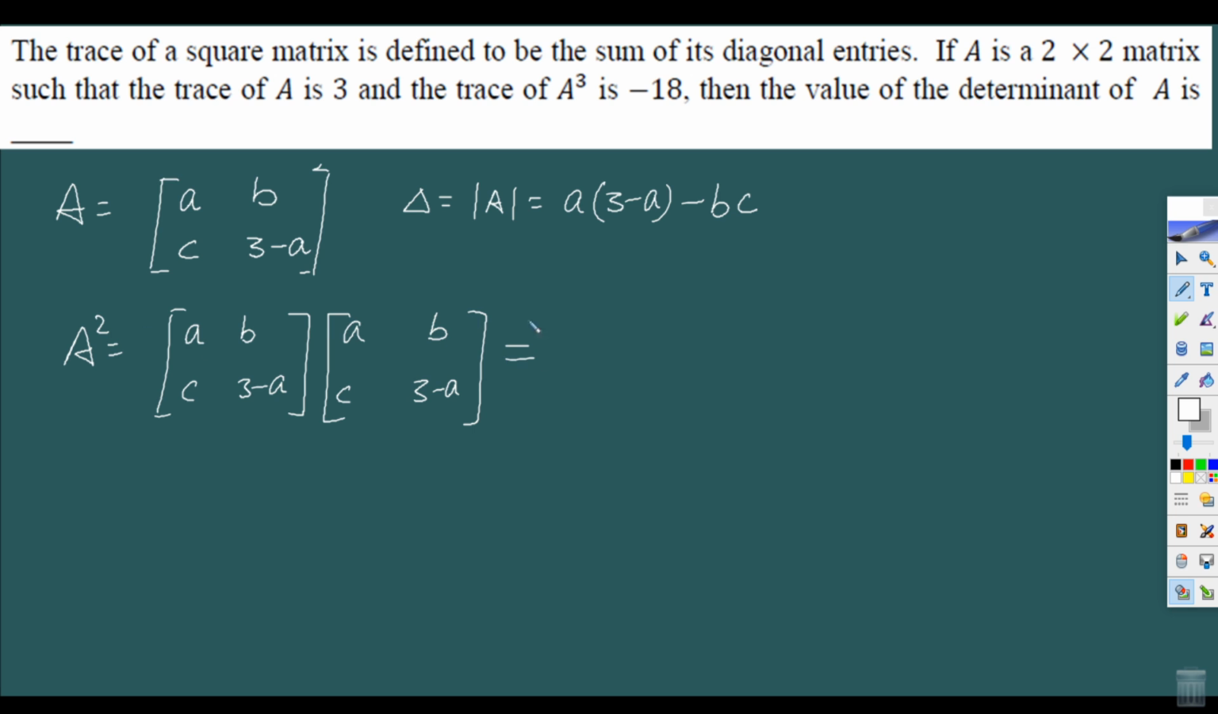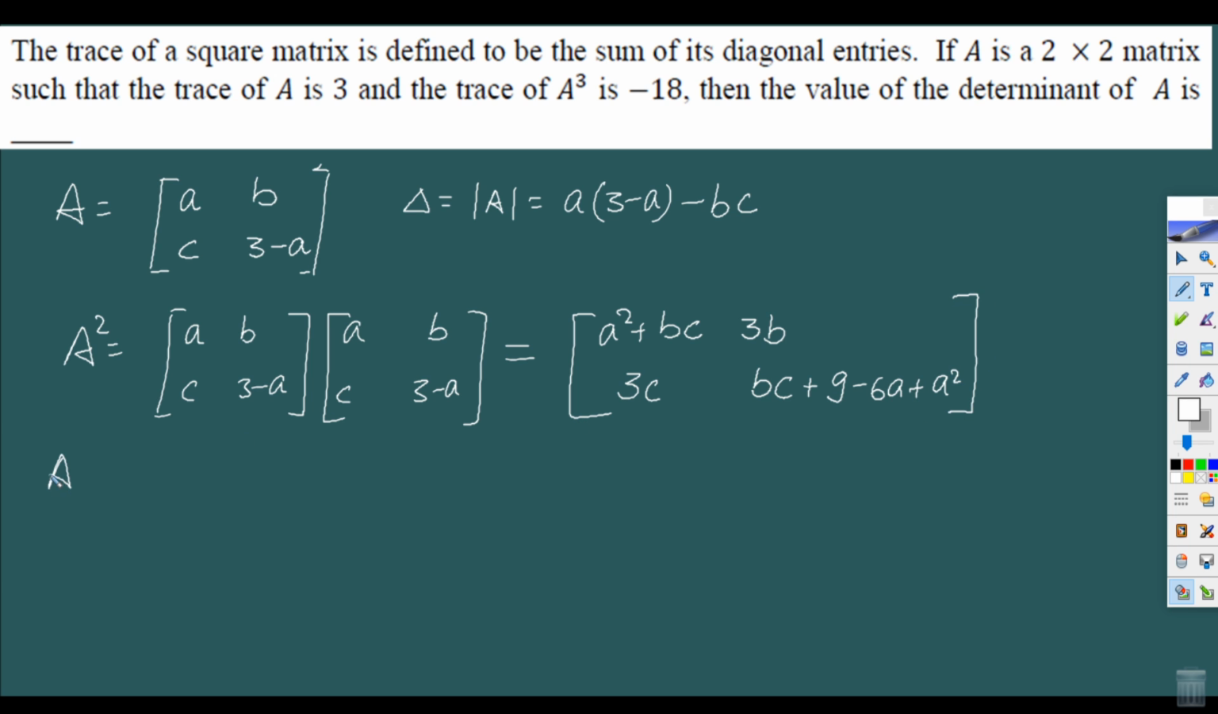A row to column multiplication first gives me the term A square plus BC. Second, this gives me AB plus B times 3 minus A, so that is 3B. Then this term here would be AC plus 3 minus A times C, so that is 3C. And lastly, this is BC plus 3 minus A the whole square, that is 9 minus 6A plus A square.